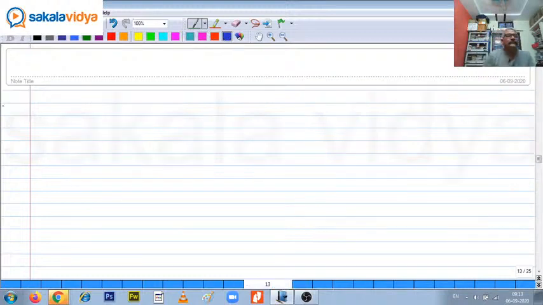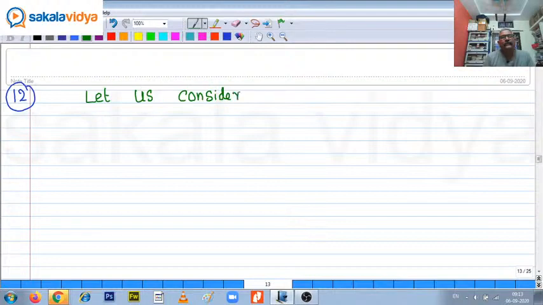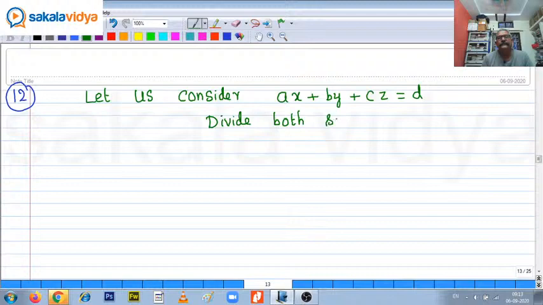Now the 12th point. Let us consider the general form of the plane, that is ax plus by plus cz equals d. Divide both sides by d, where d does not equal 0.